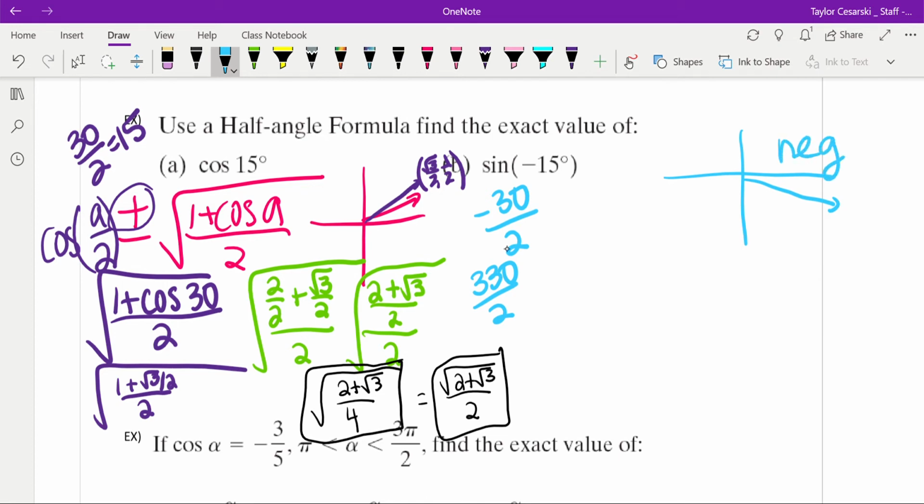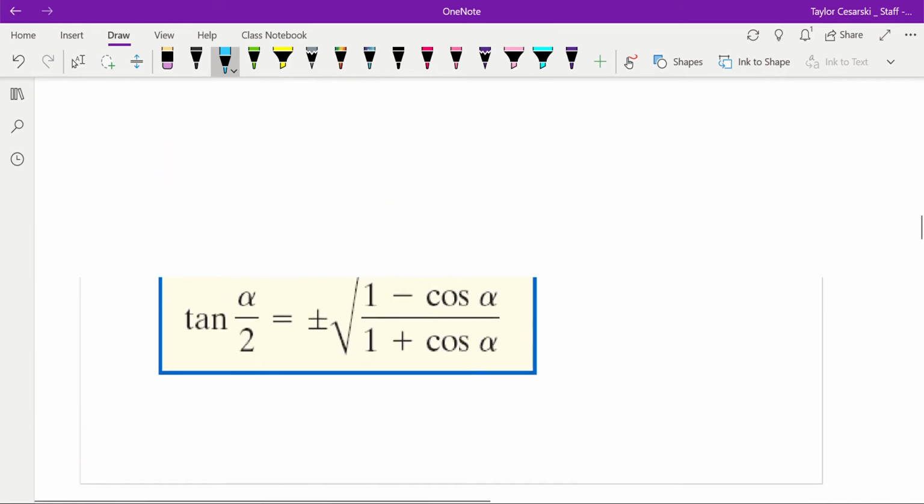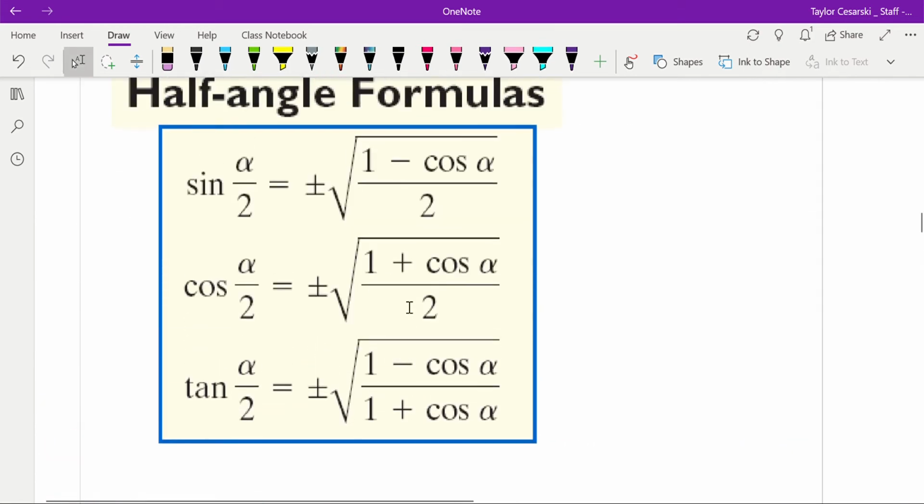Okay, so let's write my ordered pair. So my ordered pair here is square root of 3 over 2, comma negative 1/2. All right, now my formula is, let's scroll up, my formula is 1 minus cosine of A over 2.